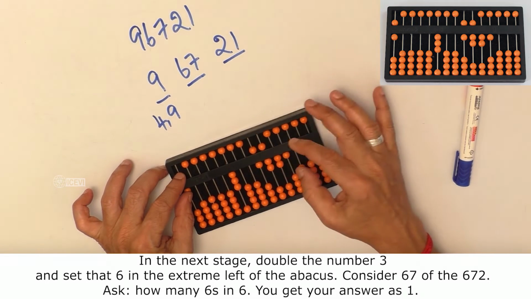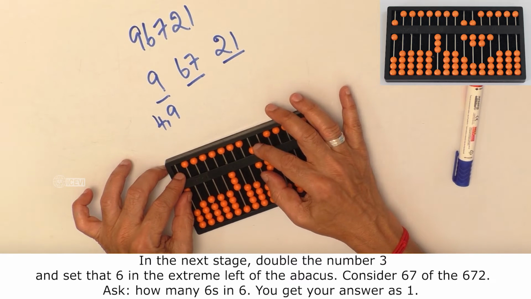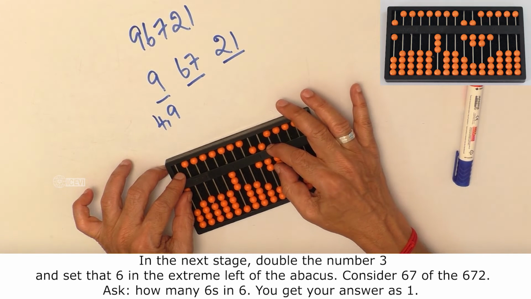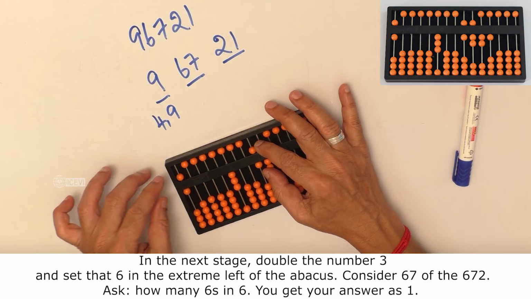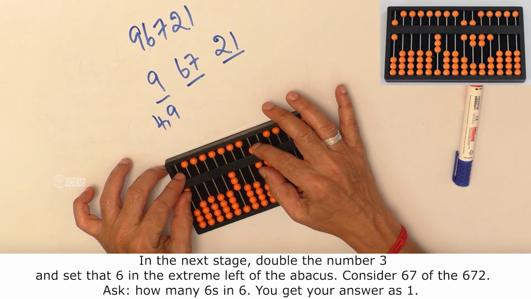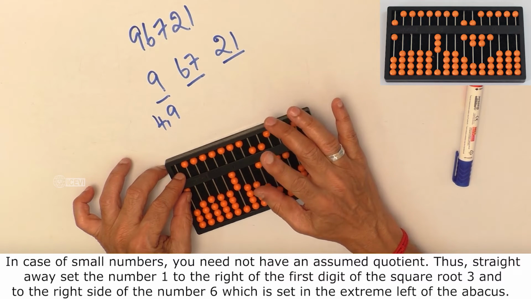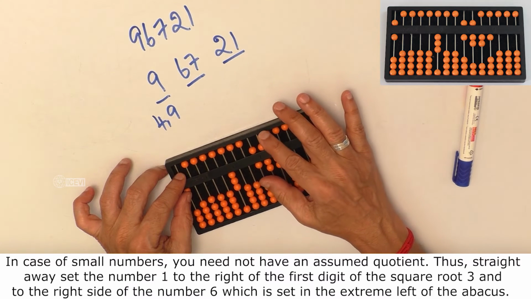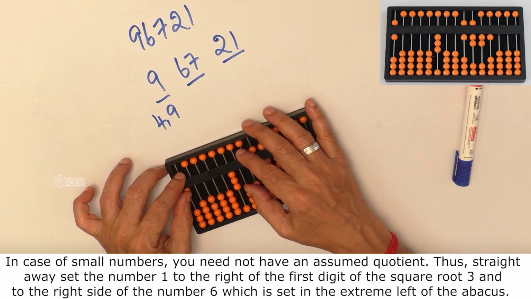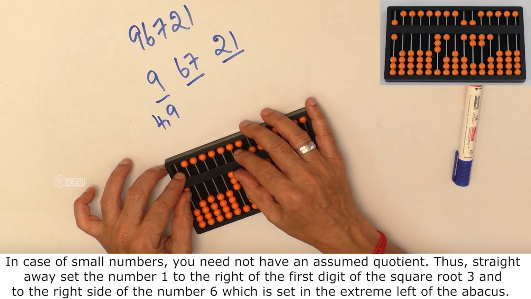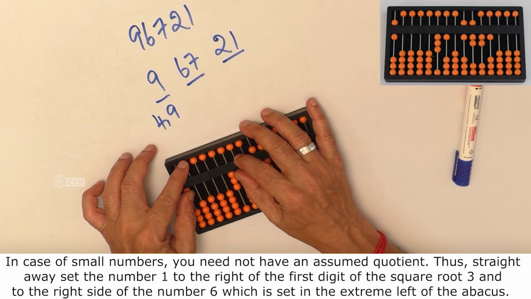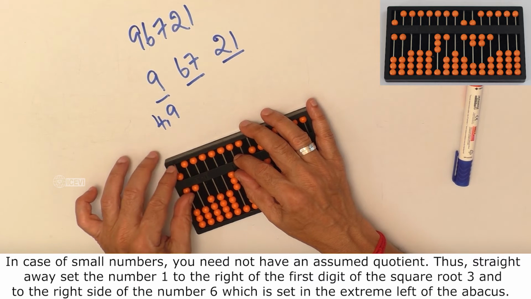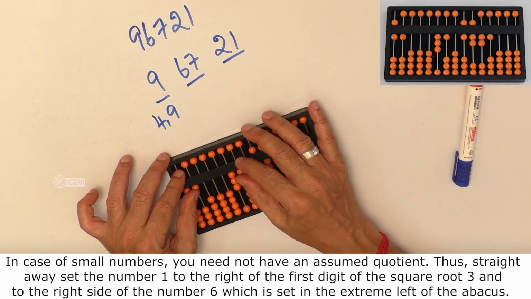Now consider 67 of 672 and ask how many 6s in 6. You get the answer as 1. In case of small numbers, you need not have an assumed quotient. Therefore, straight away set the number 1 to the right of the first digit of the square root 3 and to the right of the number 6, which is set in the extreme left of the abacus.